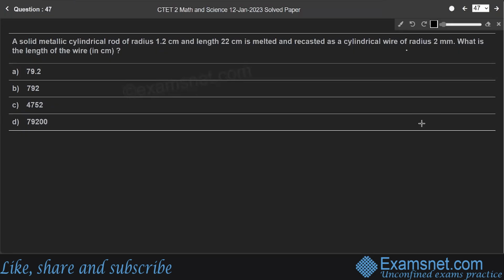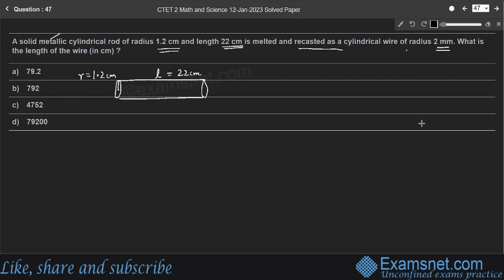Question 47. A solid metallic cylindrical rod of radius 1.2 centimeter and length 22 centimeter is melted and recasted as a cylindrical wire of radius 2 mm. What is the length of the wire in centimeter? So students will consider a metallic cylindrical rod, right? So cylindrical rod like this of radius. So its radius R is 1.2 centimeter and its length is 22 centimeter.